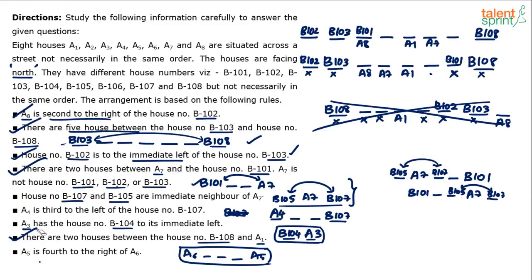Let me clear all these cross marks now. Those were the indications that A7 cannot come. Now that A7 is fixed, we can do away with that. Now try to fix the other things. What are the other things?